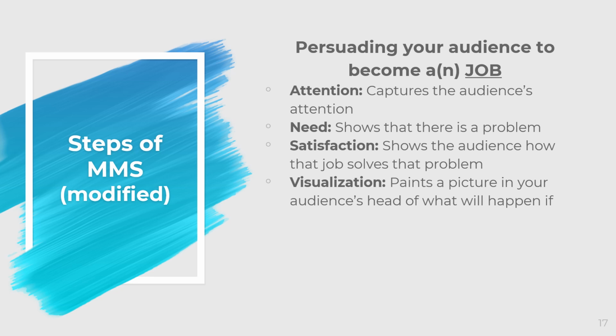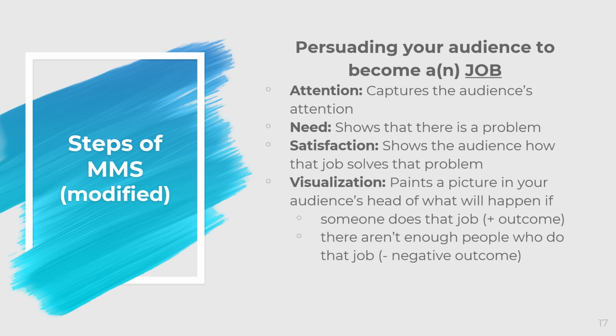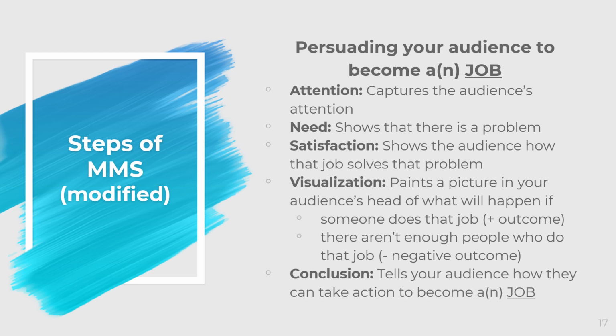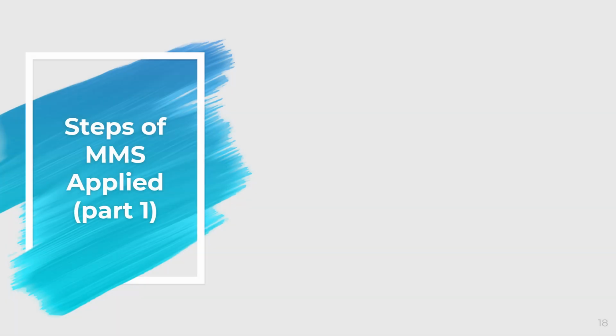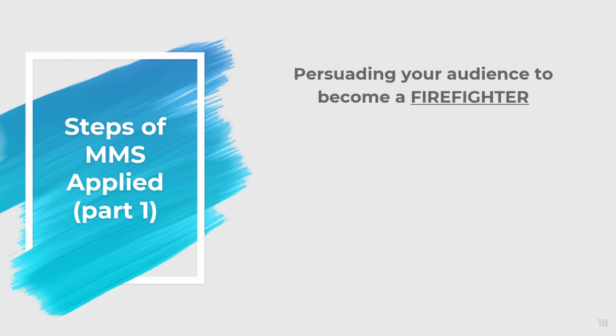This paints a picture in your audience's head of what will happen if A, someone does that job, which leads to a positive outcome, or B, there aren't enough people who do that job. This leads to a negative outcome. For the conclusion, tell your audience how they can take action to become that job or get that job. Now we're going to apply the steps of MMS to the job firefighter.